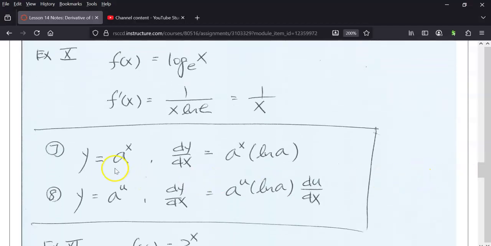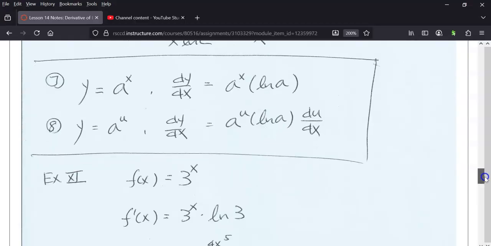Okay, next set of rules: exponentials. If y equals some base a to the x power, then dy/dx will be a to the x, the same thing, times ln of a. If we apply the chain rule to this rule, y equals a to the u, and dy/dx equals a to the u times ln of a times du/dx.